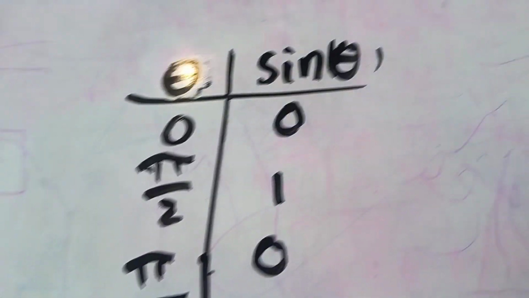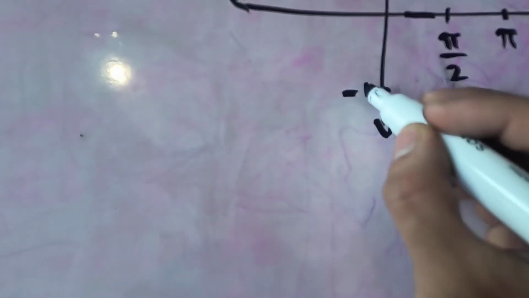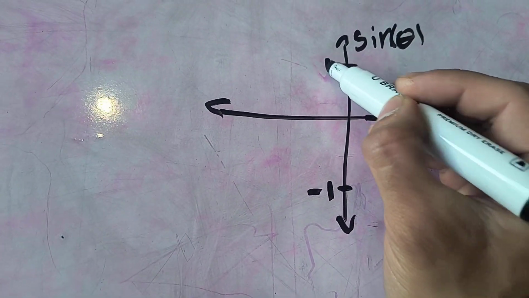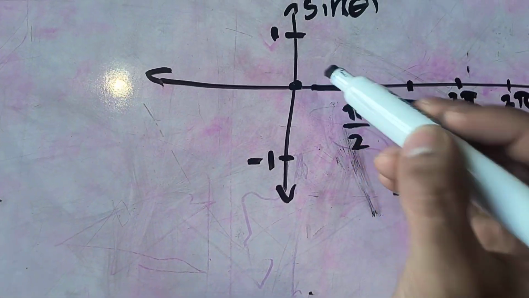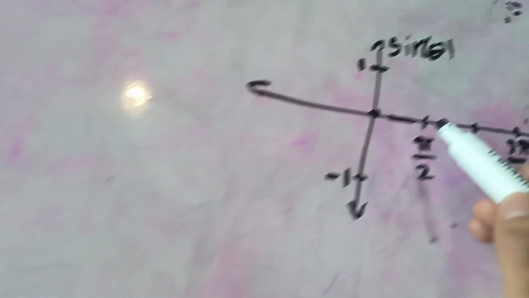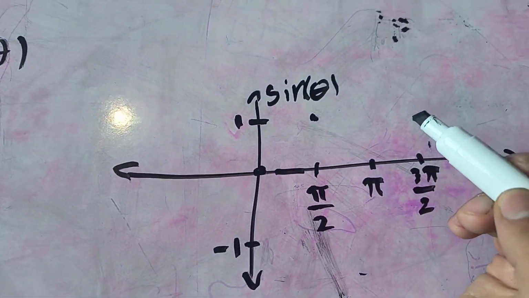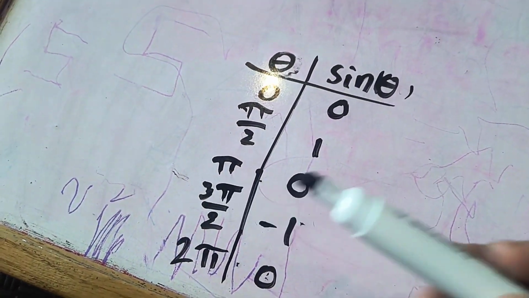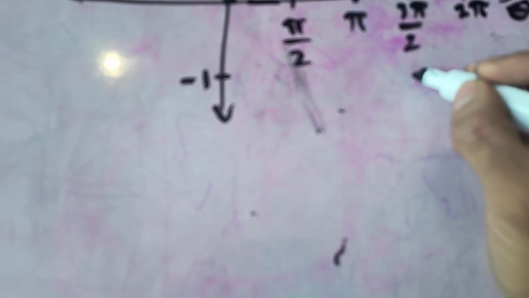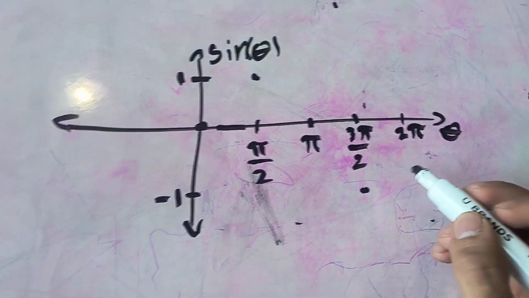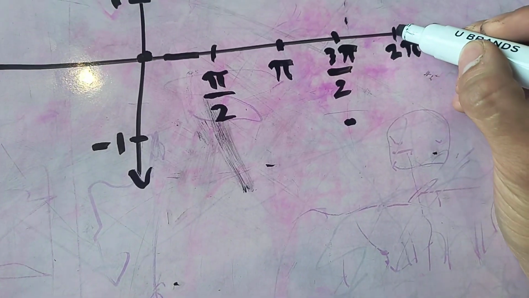Now, we don't have anything more than -1 and 1, so I'm going to put -1 right here and 1 right here. So at 0 we get 0, so we start right here. At pi over 2, this point, we get 1. At pi, we get 0 again. And then at 3 pi over 2, we get negative 1. And then at 2 pi, we get 0.